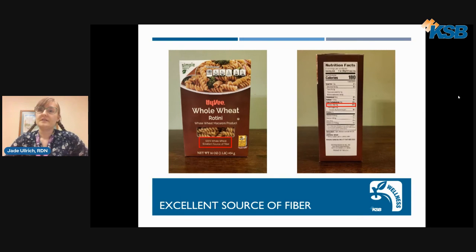Next are a few specific examples of these terms so you know what to look for on nutrition labels. First we have a box of whole wheat pasta, and it shows that it's an excellent source of fiber, as you can see in the red highlighted box on the first picture. This needs to provide at least 20% or more daily value of fiber. And as you can see on the second picture in the highlighted box, this provides 21% daily value of fiber.